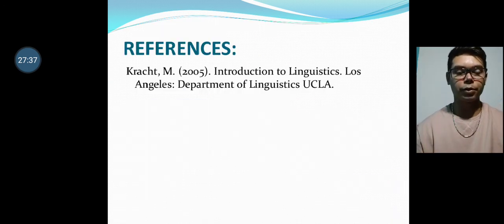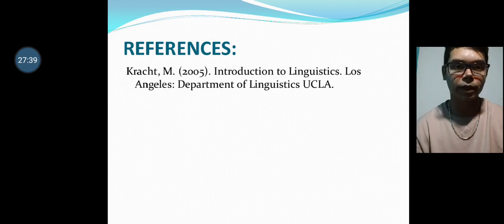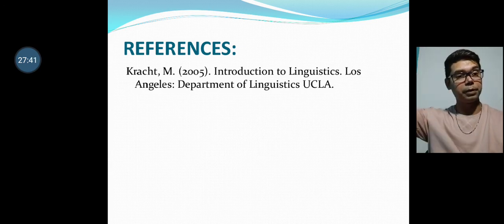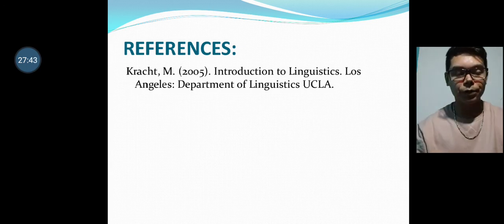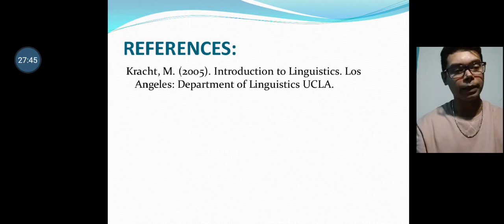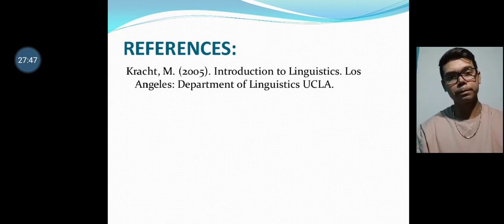These are the references. We had the Introduction to Linguistics from Los Angeles, Department of Linguistics. Es la fuente donde se utilizó para la exposición de esta unidad número 1.